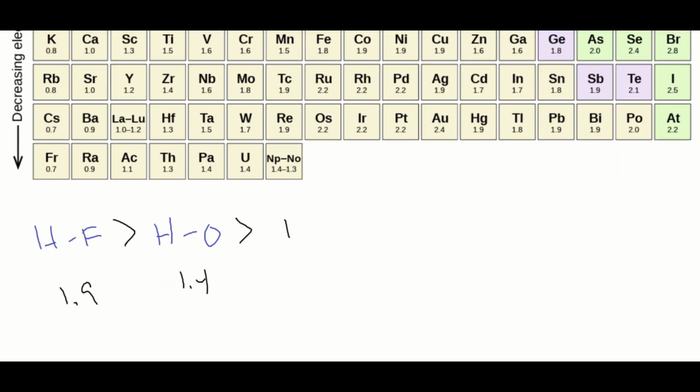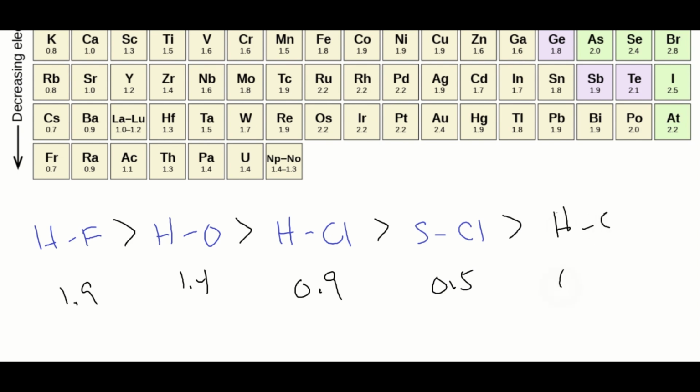And that had an electronegativity difference of 0.9, and then I believe it was hydrogen and carbon. Nope, sorry, I believe it was sulfur and chlorine. Sulfur chlorine bond was 0.5, and then hydrogen carbon was 0.4, and then finally the nonpolar one, the one that has 0 difference, is going to be the hydrogen molecule, the H2 molecule. That's a difference of 0.0.